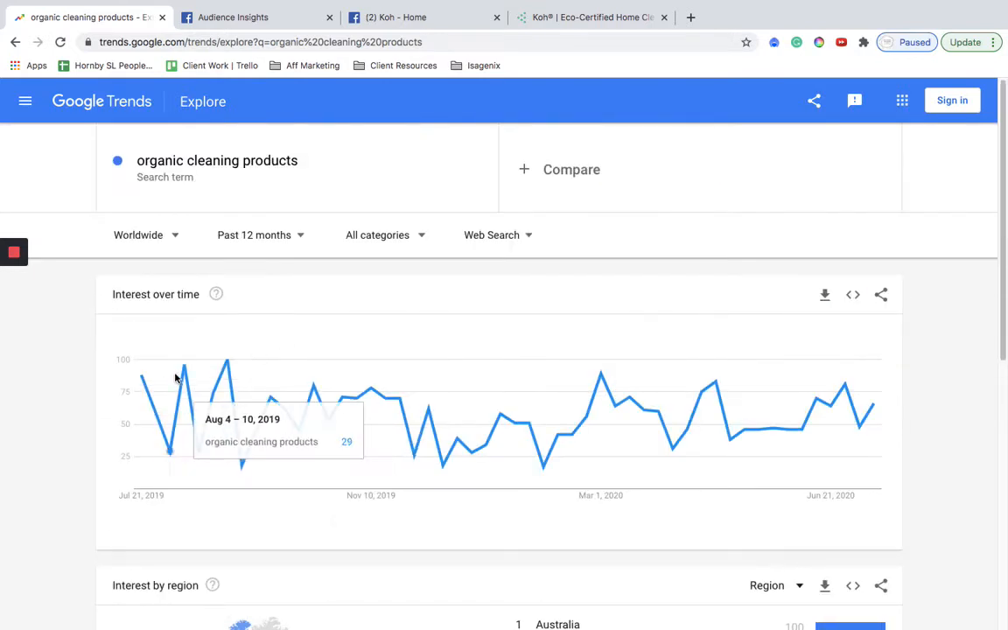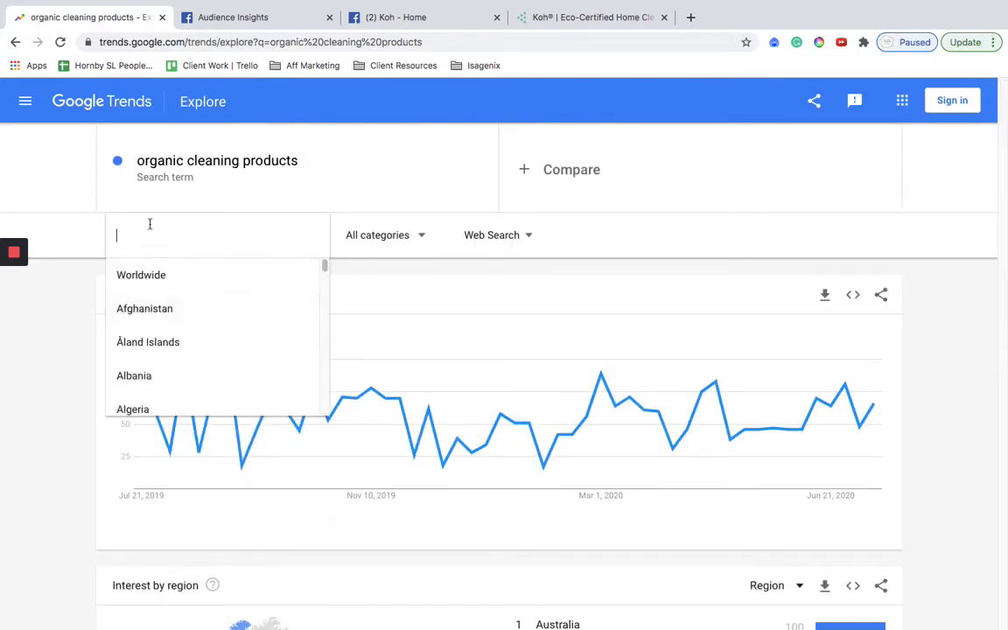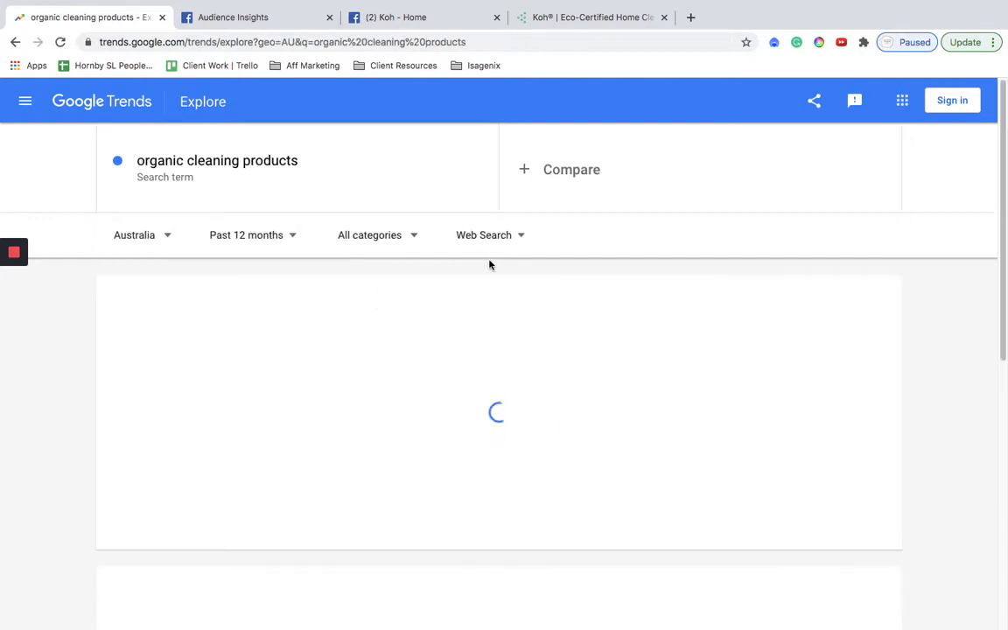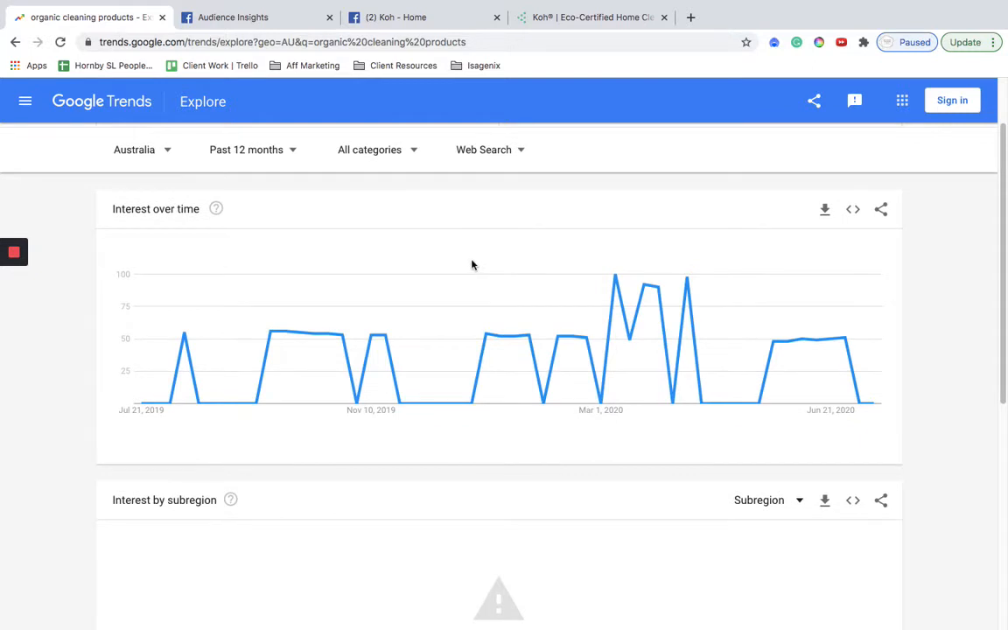Now, once I've identified the key area, I'm going to narrow it down further and I'm going to look at Australia. And what we're going to see is what's happened over the last 12 months. So we can see that, in March, given recent events, the search has spiked, then it's dropped down, and it's starting to trend again.